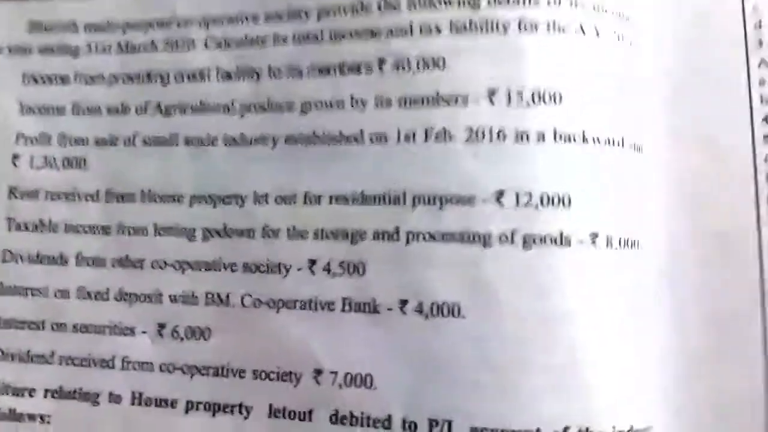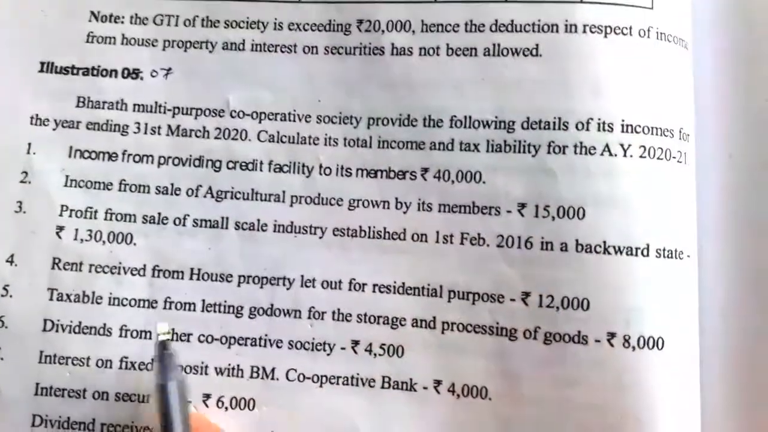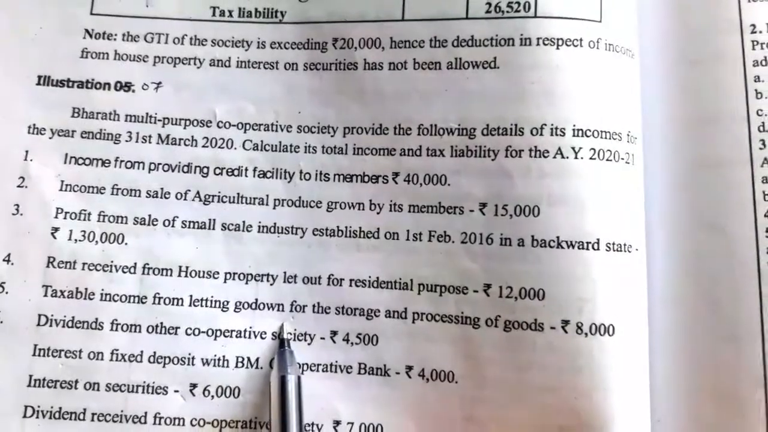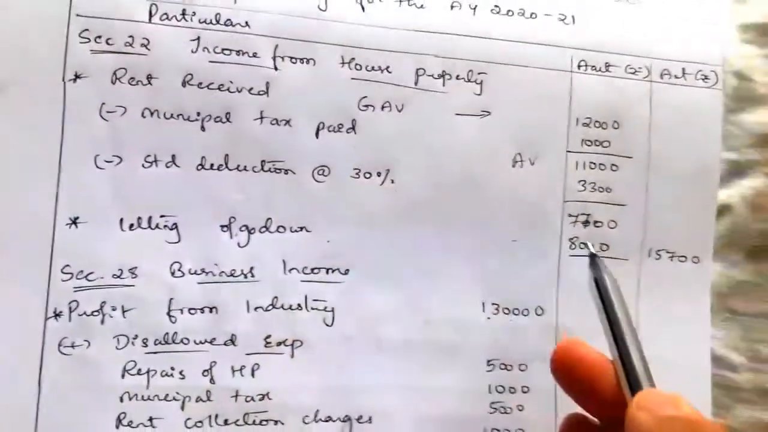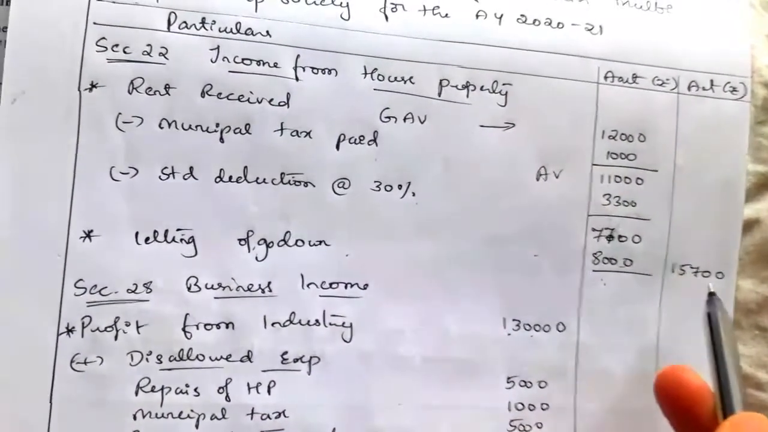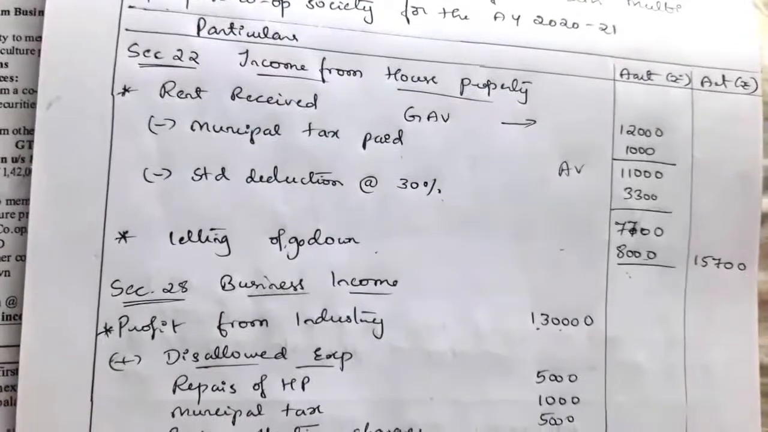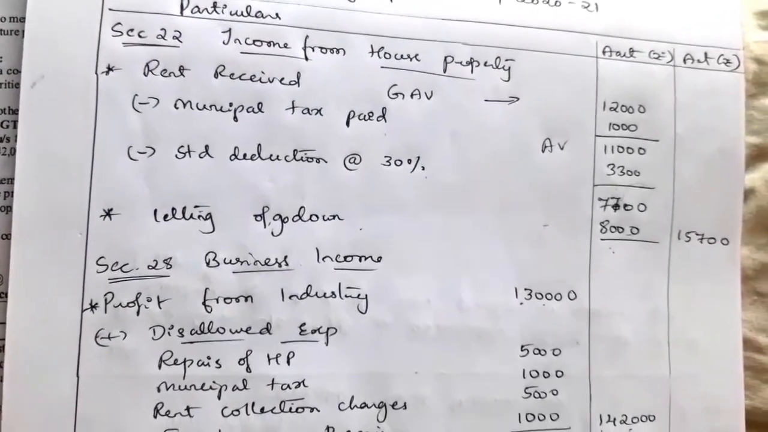So there is one more income relating to house property, that is taxable income from letting out a godown. So this income we have to take under the head income from house property. So letting out godown, 8,000. So the total income from house property is 15,700. Next section is section 28, business income.